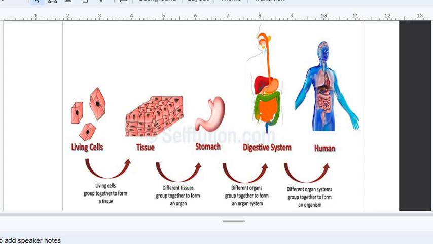To understand the basic anatomy of the wound, we need to go back to the basic anatomy of our body. We all know that the basic unit of our body is the cell, and different cells stack together and form a tissue. These tissues layer up and form an organ, and this organ is part of an organ system, and these organ systems together make up an individual or an organism.